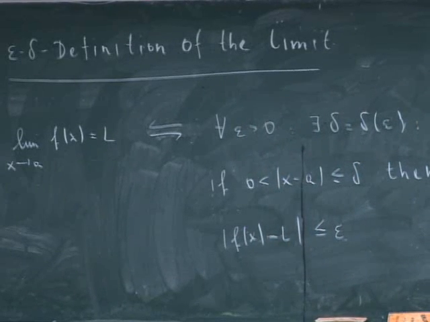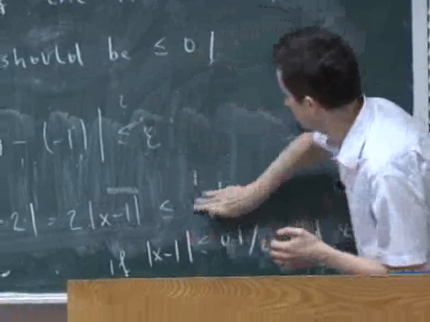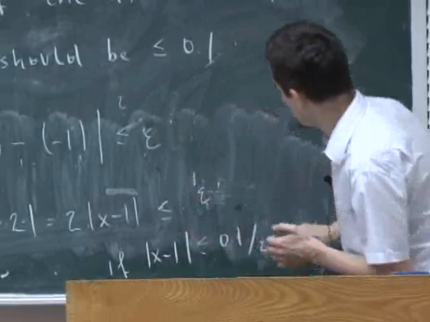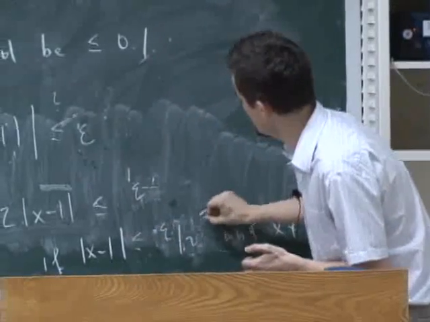If you once more look at this example, you see that if I replace 0.1 here by epsilon, the same reasoning will be true if I replace this quantity here by epsilon over 2. And this epsilon over 2 is our delta.